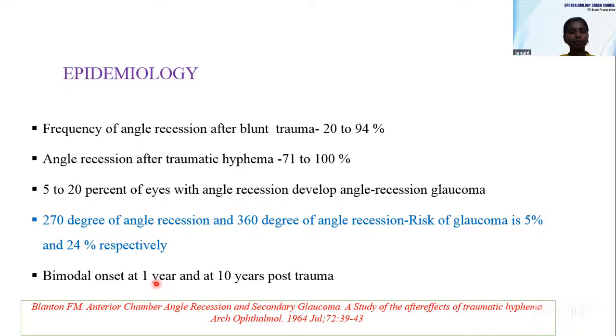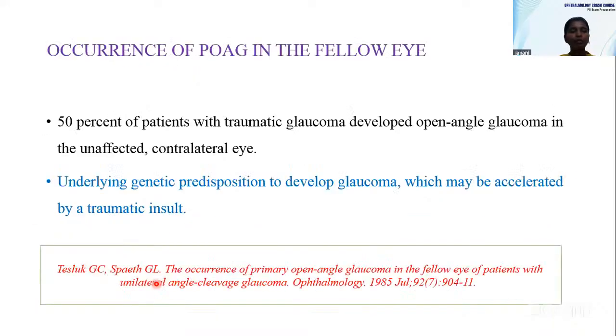post trauma. And one more thing, 50% of patients with traumatic glaucoma develop open angle glaucoma in the contralateral eye. This is because those patients will be already genetically predisposed to develop glaucoma, which would have been accelerated by this traumatic insult.